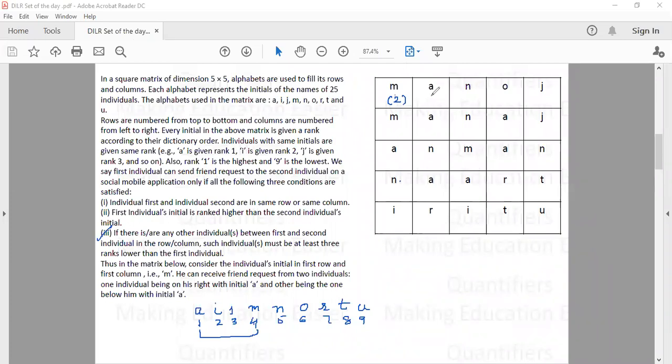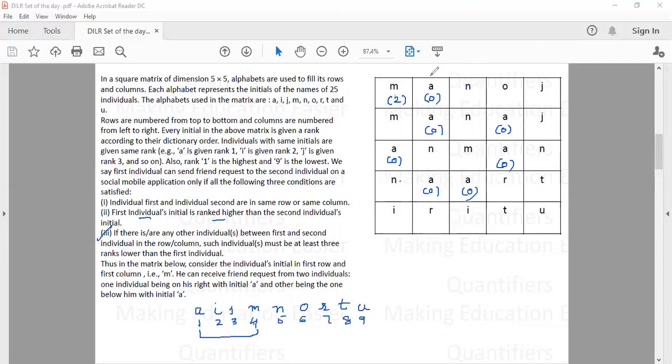Now, no one can send a request to A, because the first condition is that if a person is sending the friend request to the second individual, then the first individual's rank should be higher than the second individual's, as per condition 2. Since A is already ranked highest, no one is higher than A, so A cannot receive the request from anyone else. So whenever you get A in any row or column, just put 0 there, because A can only send the request but cannot receive it, as no one is above A in the ranking order. Now let's see about this N.